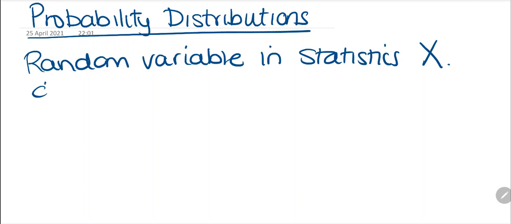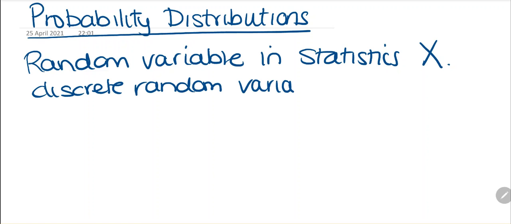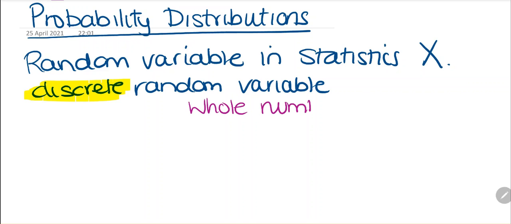Now we could have a discrete random variable. A discrete random variable takes on the form of a whole number. This is where we wouldn't use decimals, it wouldn't make sense. This is where we can count. So we could count the number of brothers or sisters, pets, number of cars, etc.